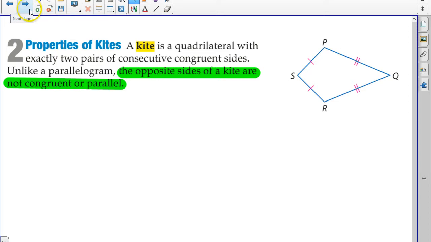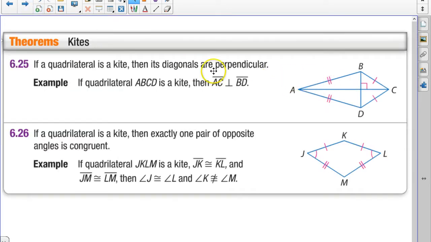When that happens though, it brings up some interesting properties for the kite. First of all, if it's a kite, the diagonals are perpendicular, which if you think about it, if you've ever flown a real kite before in this kind of shape, the braces for it always make a right angle in the middle. This is also like the rhombus and the square, but again, it's not a rhombus or a square because it's not a parallelogram.